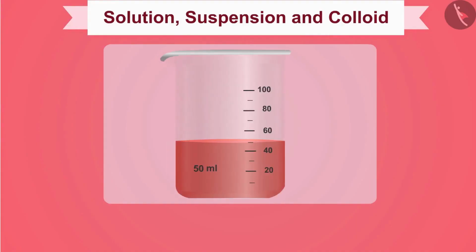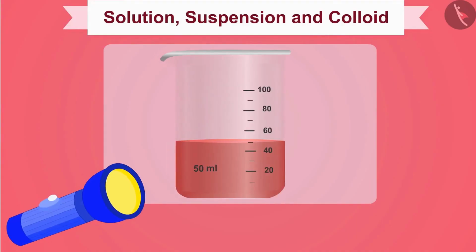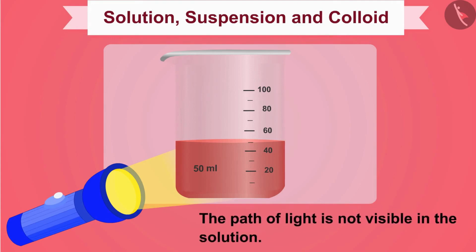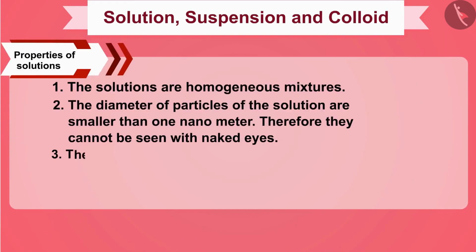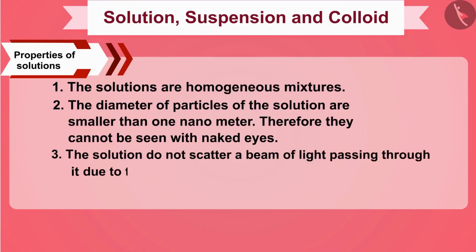If we try to cross the beam of light in this beaker with the help of a torch, what do you see? Yes, you can see that the path of light is not visible in the solution. This happens because the particles of the solution do not scatter a beam of light passing through it due to their small size.